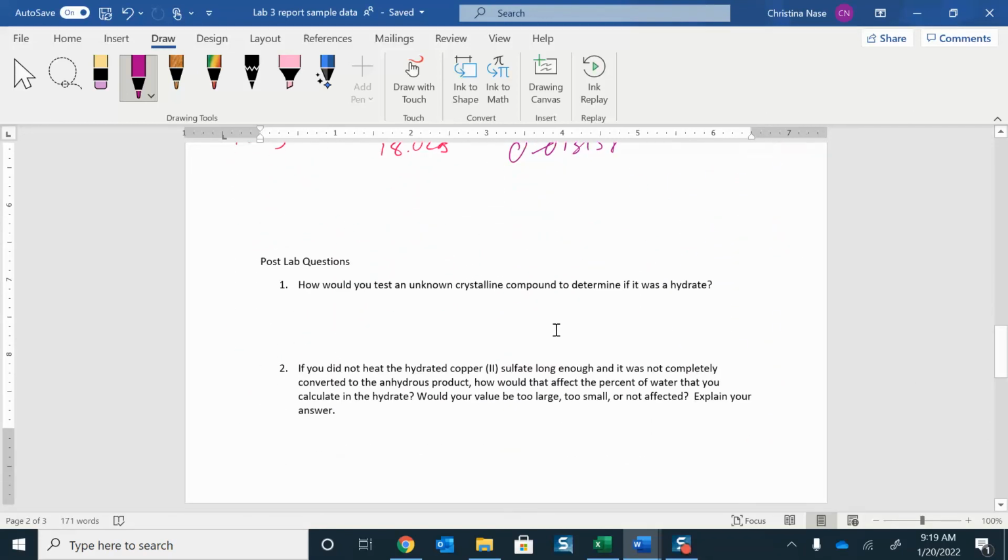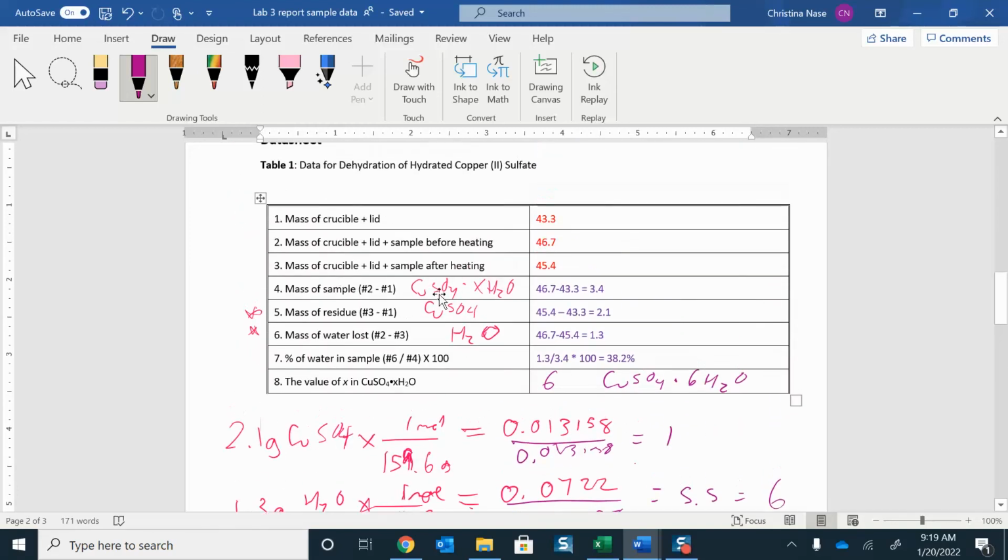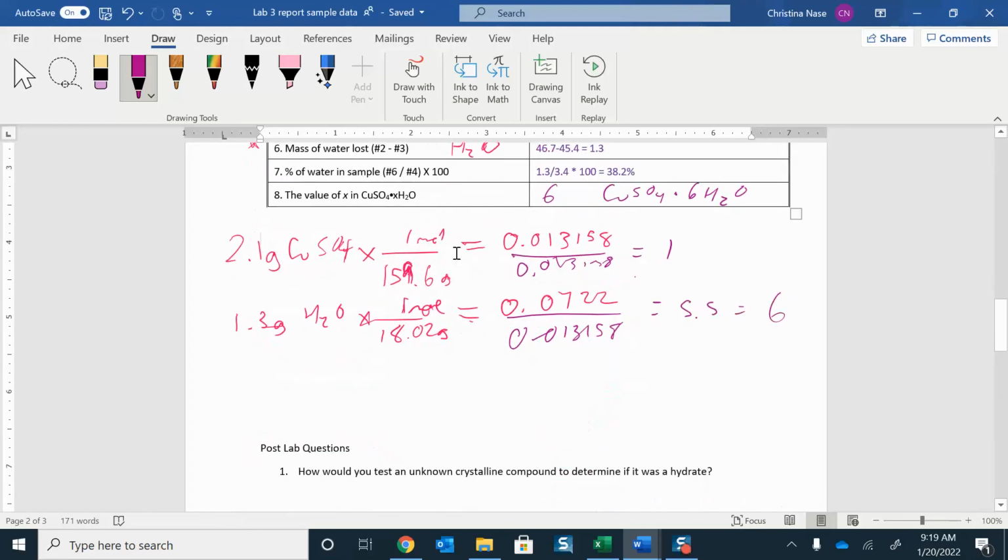And then answer those post-lab questions. So how would you test an unknown crystalline compound to determine if it was a hydrate? Basically, just describe what we did. We put it in the crucible, we heated it up, we drove off the water, and then if the mass changed, then it had water in it. If the mass doesn't change, then it didn't have water in it.